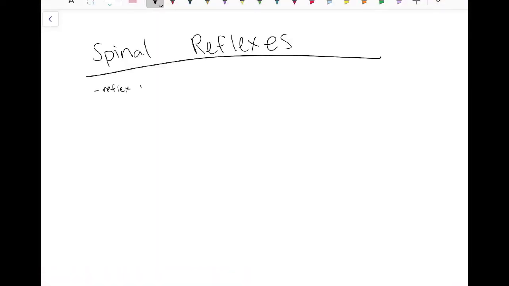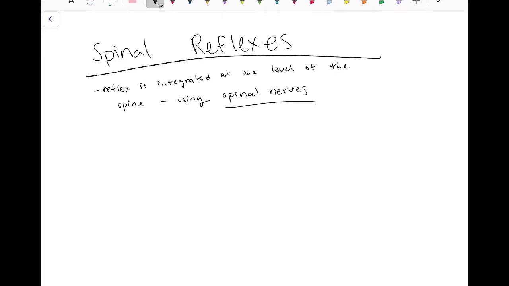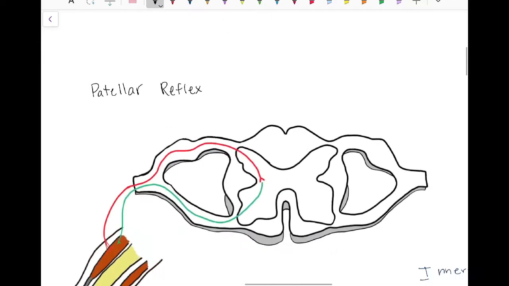Alright guys, so this video is on spinal reflexes. These are reflexes that are integrated at the level of the spine using spinal nerves. These can be an important diagnostic tool, and I'll get into that a little later. So the first spinal reflex we're going to go through today is the patellar reflex.